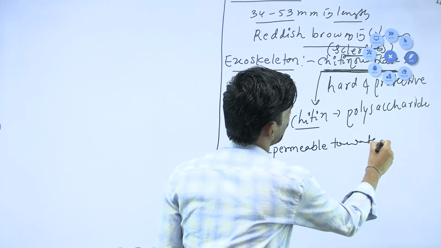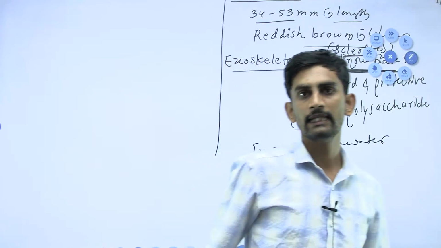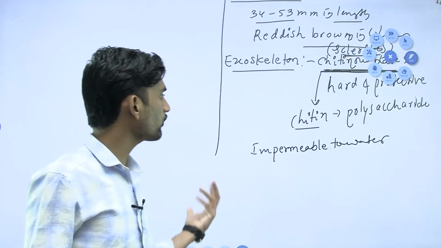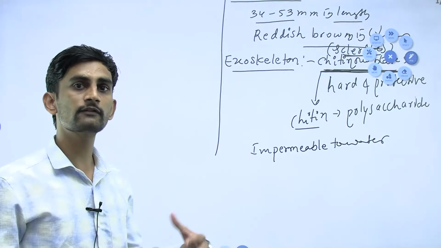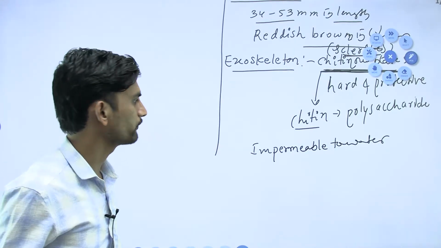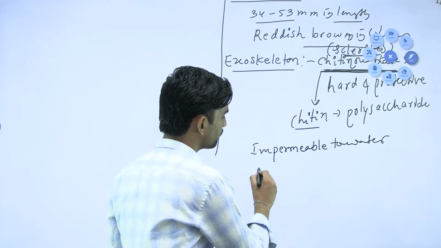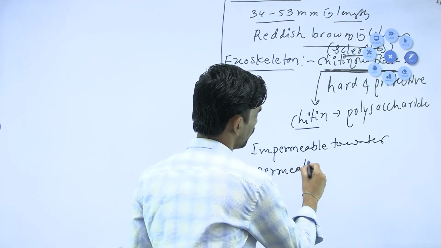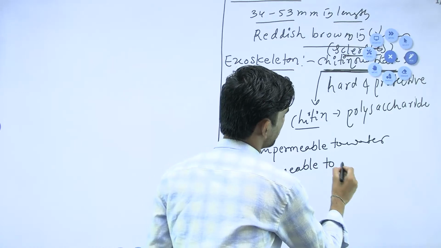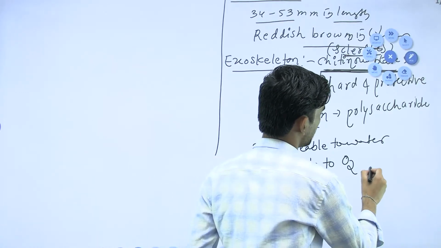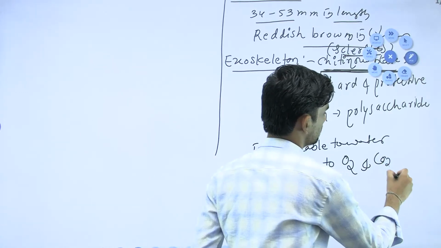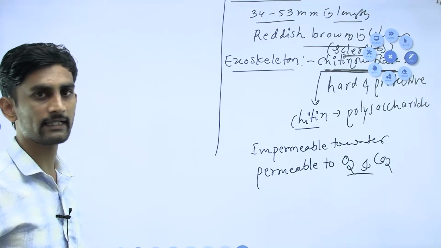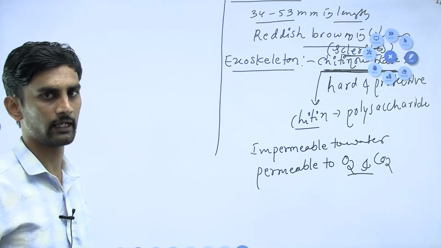Impermeable to water. Impermeability means they will not allow water. Why they will not allow this water? Because from a protection point of view. And these plates are only permeable to oxygen and carbon dioxide. Only they will allow for the entry and exit of these two gases, oxygen and carbon dioxide.